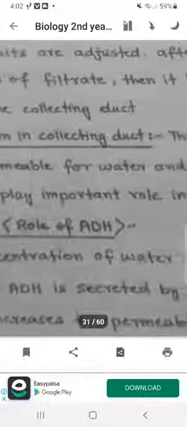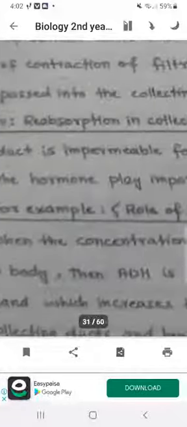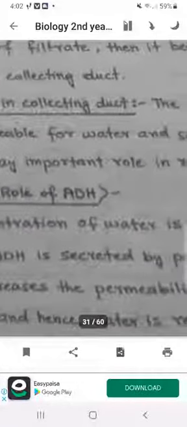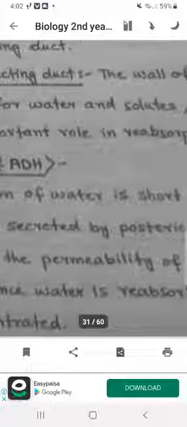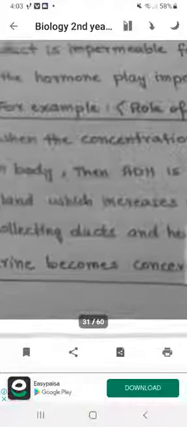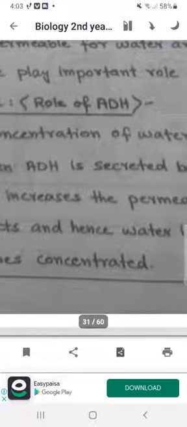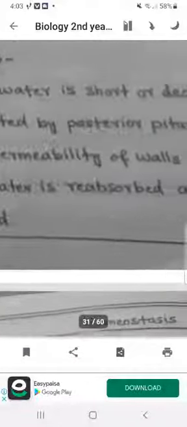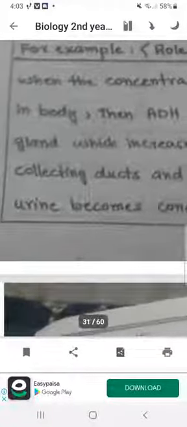Number 4, reabsorption in collecting duct. The wall of the collecting duct is impermeable to water and solute. However, hormones play an important role in the reabsorption of water. For example, the role of ADH: when the concentration of water decreases in the body, ADH is secreted by the posterior pituitary gland, which increases the permeability of the walls of the collecting duct, and hence water is reabsorbed and the urine becomes concentrated.